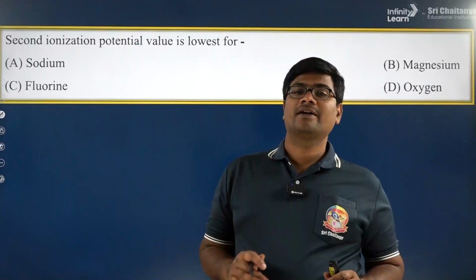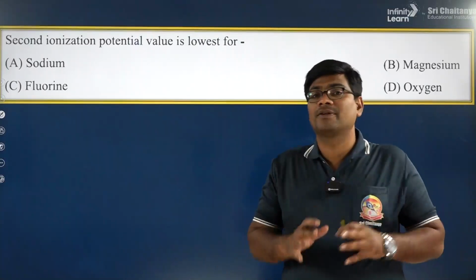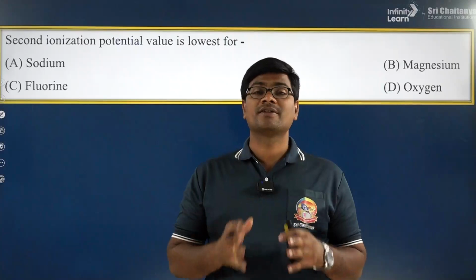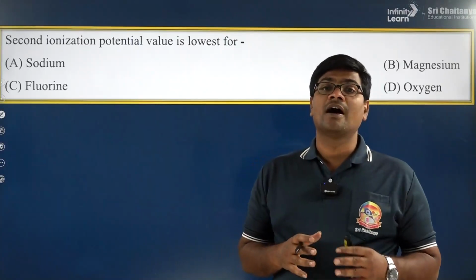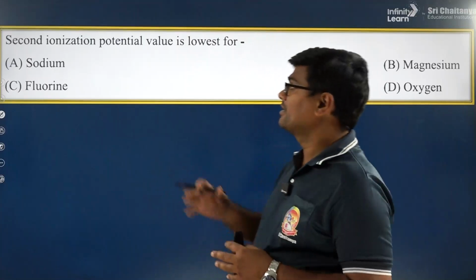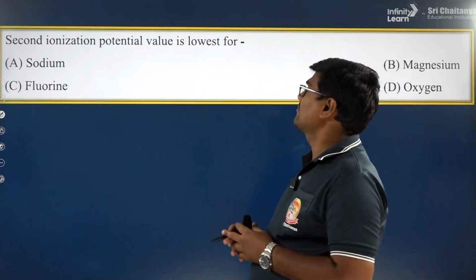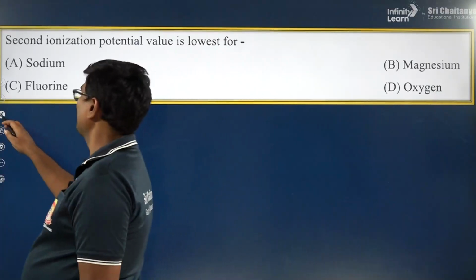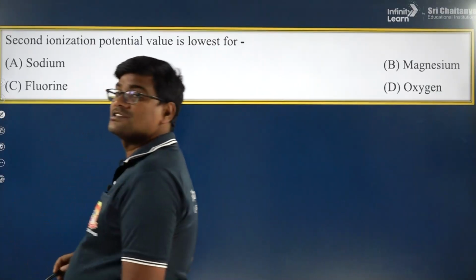This question is again about ionization potentials only. However, the general trends we learn are about ionization energy 1. What is the trend? But here the question is about ionization energy 2, that means the second ionization energy. Look at the question: the second ionization potential value is lowest for which they are asking. First, let us see the first ionization potential of the above elements. What is the order of first ionization potential?